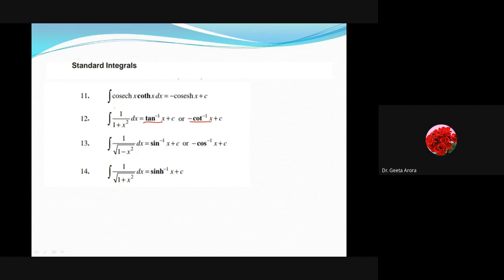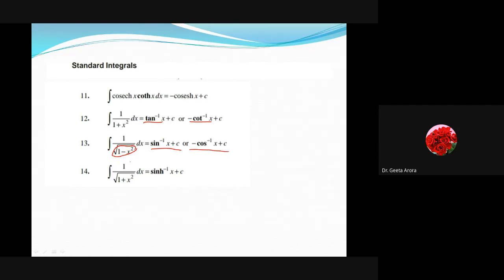So here we have 1 by 1 plus x square, and it is tan inverse x plus c or minus of cot inverse x plus c. And when we talk about under root, there are two formulas in the square root: 1 by under root 1 minus x square and 1 by under root 1 plus x square. When it is coming in negative, it can be written as sine inverse x plus c, or the same thing we can write as minus of cos inverse x plus c.